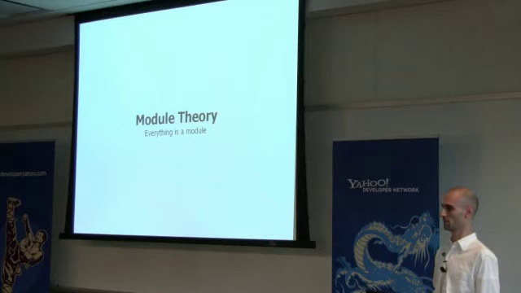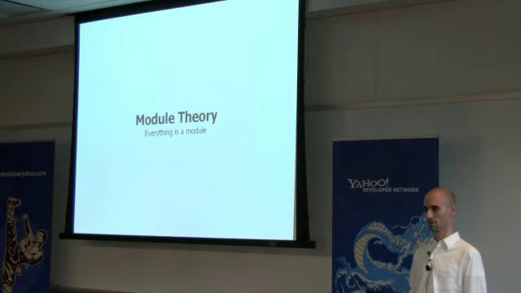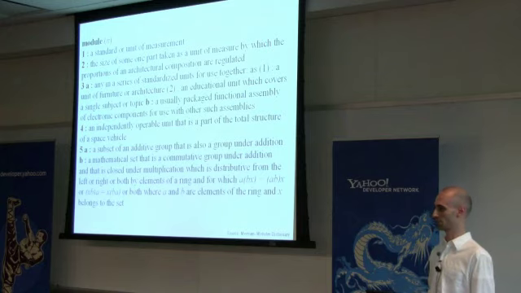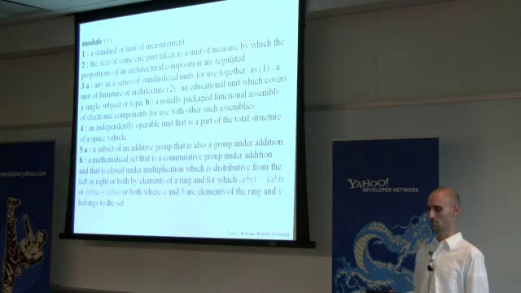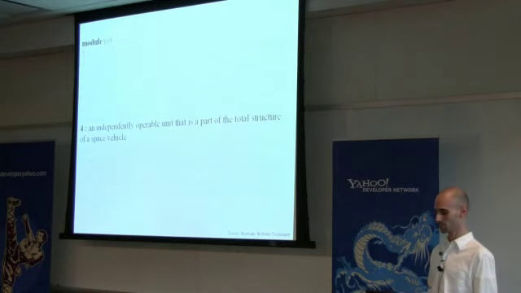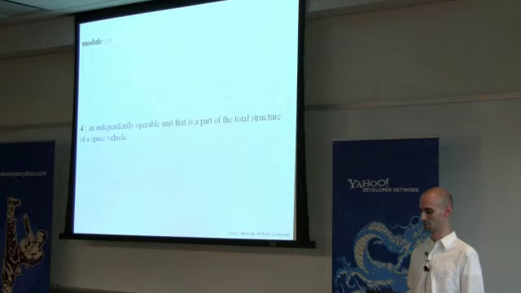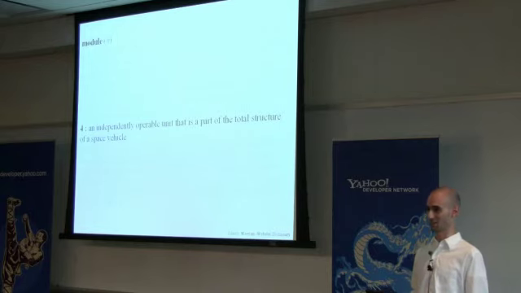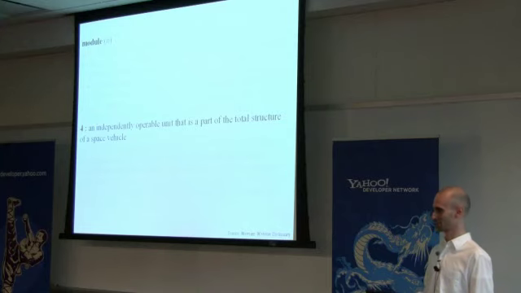But first I want to talk about a little thing I like to call module theory. Module theory basically says everything is a module. Anything that can possibly be defined can be defined as a module. So if we're talking about module definition, this is actually the dictionary definition of module. Some of these don't really fit. The one that I find most interesting is number 4, which is an independently operable unit that is part of the total structure of a space vehicle. And I think that's great. I think that's exactly what we're doing, right? We're building this space age stuff, and you want to get it into a bunch of little pieces.